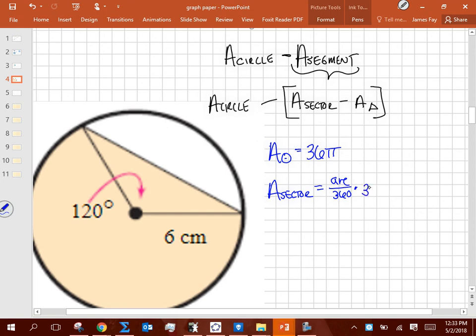So your circle you've already found, right? You found your circle to be 36 pi. What was your arc? 120. So I'm getting 1/3 here of 36 pi. What's a third of 36? 12. So we get 12 pi. There's the area of my sector. Now I want to find the area of this triangle.